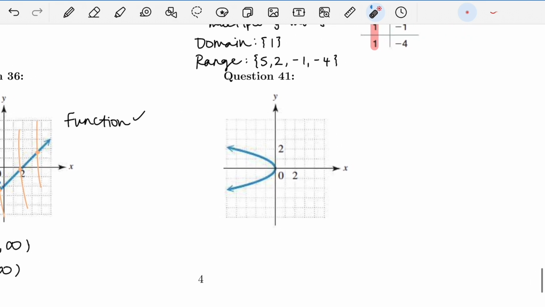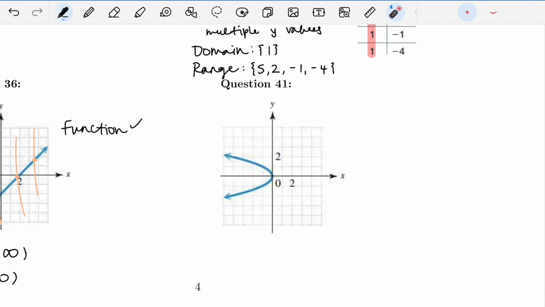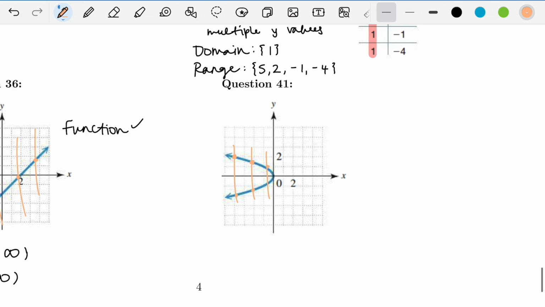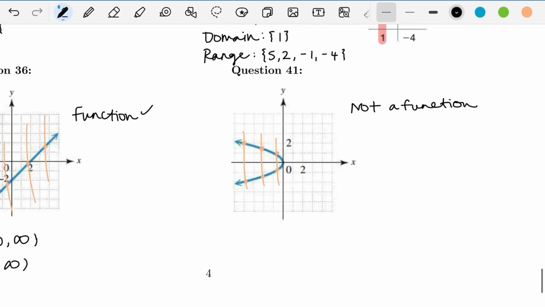Now for question 41 here, we also want to figure out if this is a function, so we're going to use the vertical line test on this guy as well. So if we draw a bunch of vertical lines, we're going to get this here. But notice, this vertical line intersects here at 2 points, also here at 2 points, and same for this one. And in fact, if we only had one vertical line that intersected it at 2 different points, or more, then it would already tell us it's not a function. So this one is not a function, but we can still list its domain and range.